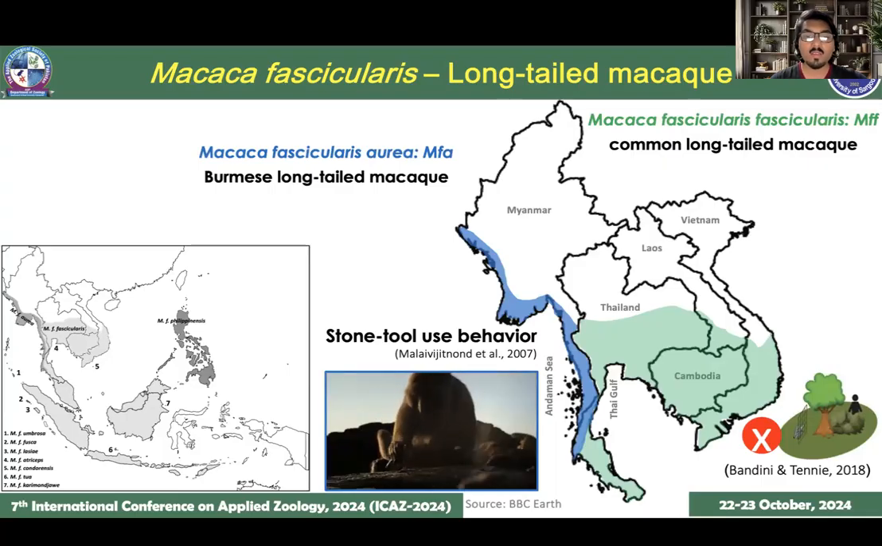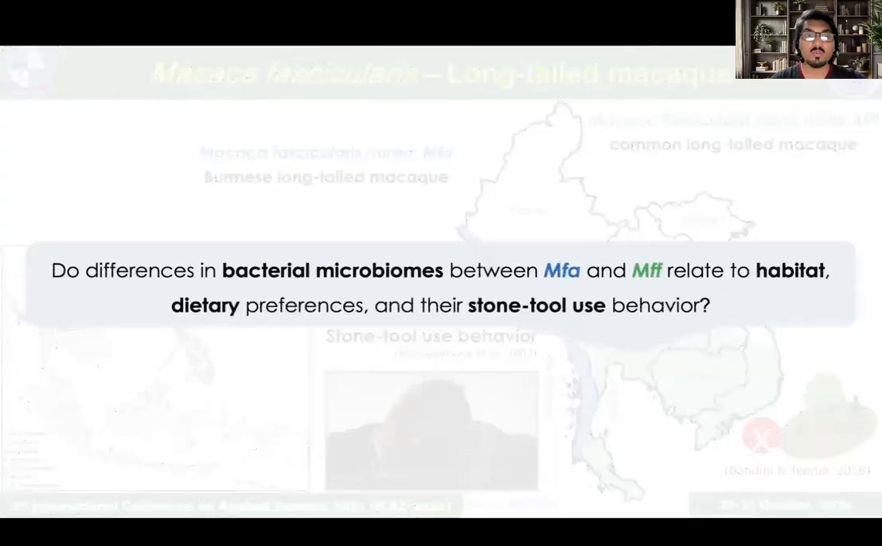Therefore, we hypothesize that variations in the microbiomes between the two subspecies, MFA and MFF, might correspond to their habitat type and dietary preferences in association with the performance of their stone tool use behavior. This leads to the research question: do differences in bacterial microbiomes between MFA and MFF relate to habitat, dietary preferences, and their stone tool use behavior?